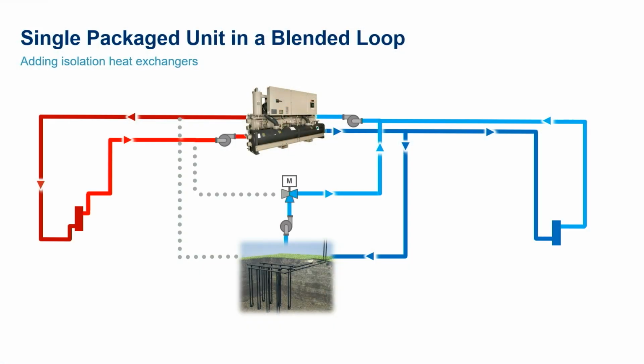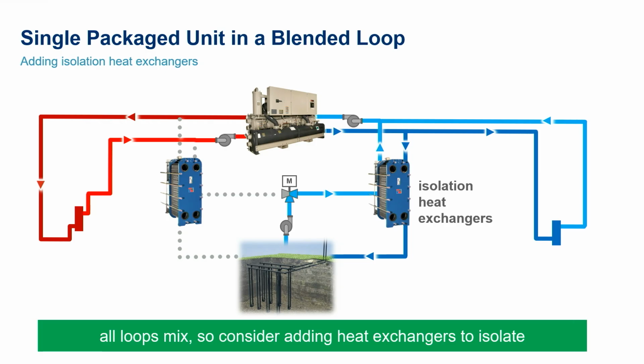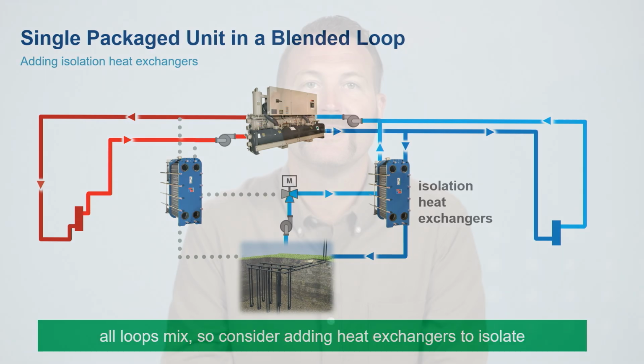I mentioned that the fluid loops in these systems will mix with one another, and it is this switching of modes via the position of the 3-way valve that makes this happen. When in heating mode, as shown here, the evaporator loop interacts with the geothermal loop. And in cooling mode, the condenser fluid interfaces with the geothermal loop. So when these systems change mode, all 3 loops eventually mix together. If mixing must be avoided, then isolation heat exchangers could be implemented on the chilled and hot water loops.